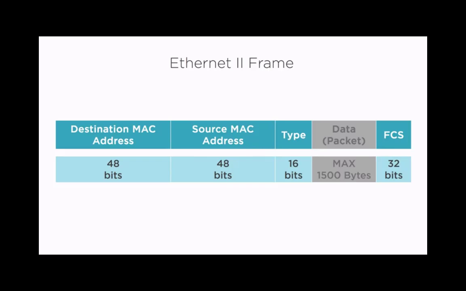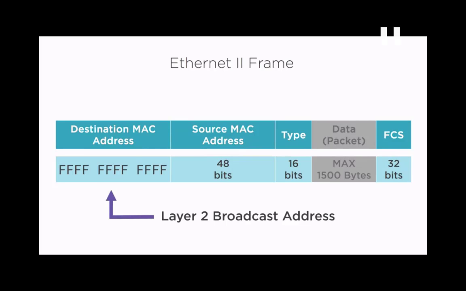Now there is another concept, the broadcast. As we can see, the Ethernet frame is composed of the following fields: destination MAC address, source MAC address, type, and FCS. But if we put a specific destination MAC address in an Ethernet frame, which is all F, this address is called the broadcast address. Basically, what does this address do? It will send the traffic to all the ports of the switch. This is used when a switch wants to know the exact location of the destination port.